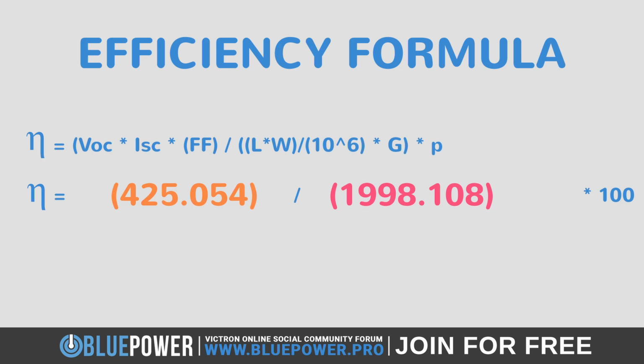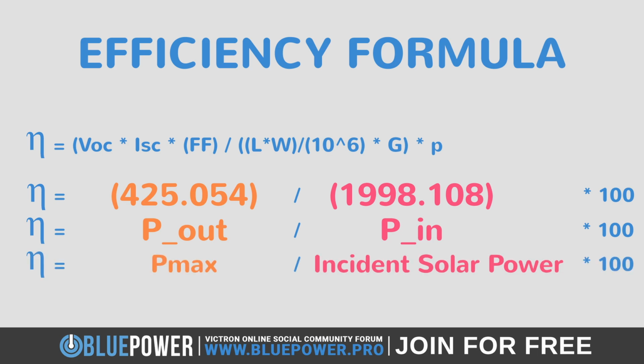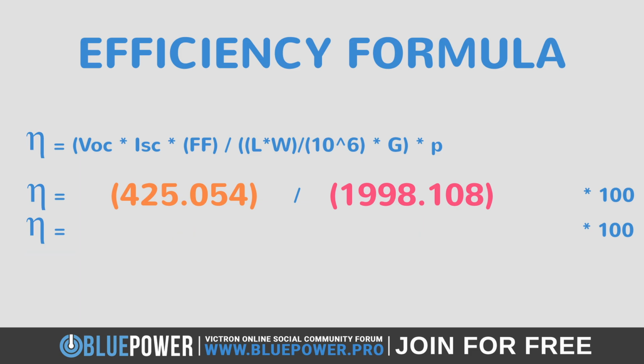Because if you remember, the very first formula that I showed to you in the beginning of the video is exactly the same as what we have here, where efficiency is the maximum output power divided by the incident solar power. Therefore, another way to express the efficiency formula is by dividing Pmax by A multiplied by G. As we have already solved A multiplied by G, we can simply insert it directly. If we now divide 425 by this value, we get 0.2127.